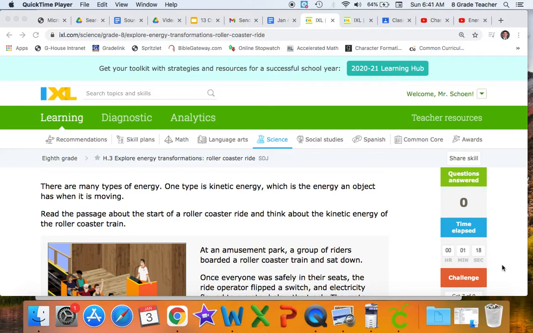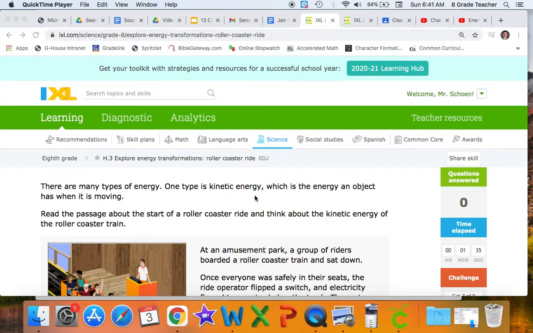The first one, H.3, is in a roller coaster scenario. If you've ever ridden a roller coaster, you've probably not thought about the different types of energy transformations that are taking place. You've just simply experienced the fun and thrill of that ride. Let's look at the science that goes into the energy that powers a roller coaster. There are many types of energy.